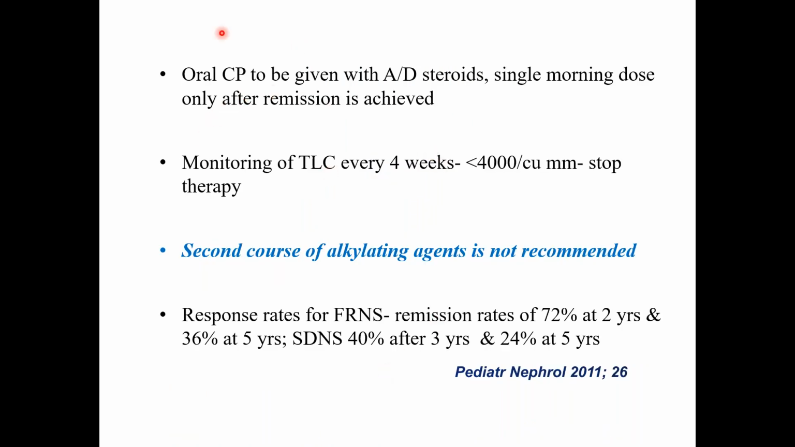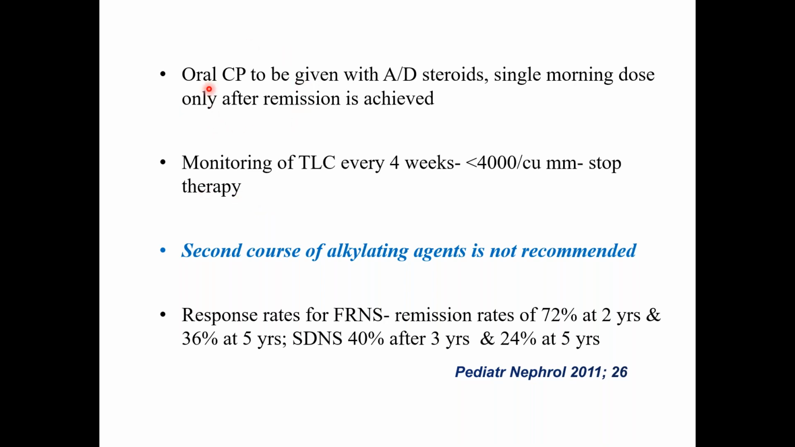Now, one thing: when you're giving oral cyclophosphamide, it needs to be given with alternate day steroids. Cyclophosphamide alone does not work. You need to combine it with alternate day steroids, and this is for a period of 3 months. Every month you need to monitor these patients for infections, and you also need to do total leukocyte counts. If at any time your total leukocyte count is less than 4,000, you'll have to stop the therapy for a while, and maybe you can resume it after 1 to 2 weeks once the TLCs recover.